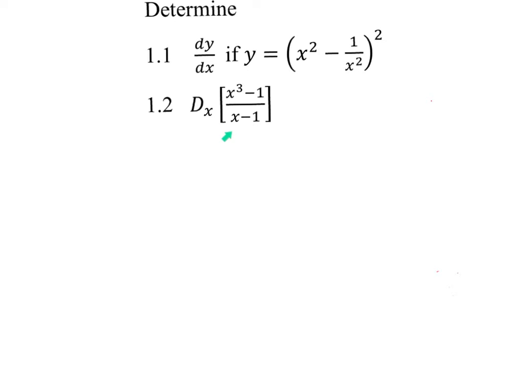Here I'm going to explain further, demonstrate further on using rules of differentiation or the power rule of differentiation. I have this question: y is equal to (x squared minus 1 over x squared) squared. So my first step is to simplify.